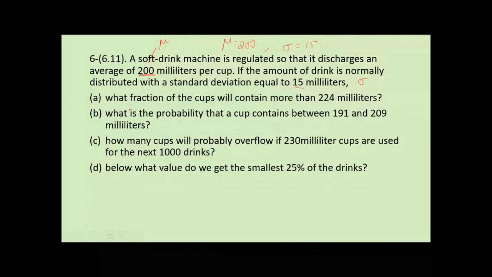Now come back to the question. Though there is an integration for a continuous probability, we never use integration for the normal distribution. We are using the normal table. What fraction of the cups will contain more than 224 milliliters? So we have to find the fraction. What fraction means probability, isn't it? What fraction of the cups is a probability? 224 is x. See, probability of x is given for this case.